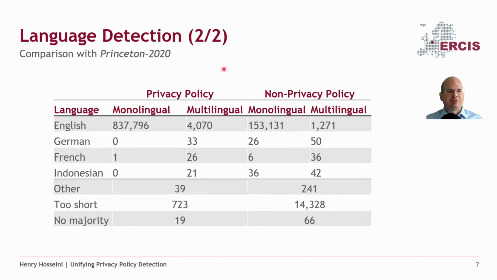So here you see the results of applying the language detection scheme on the Princeton 2020 corpus. This corpus consists of both privacy policies and non-privacy policies, and is supposed to only contain English texts. As you can see, the CLD2 library already has performed a very good job. However, our language detection scheme is able to catch also multilingual texts, as well as some texts that were in other languages than English. So, as you can see, our scheme increases the language detection precision.